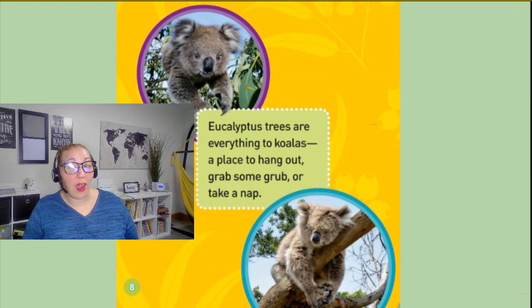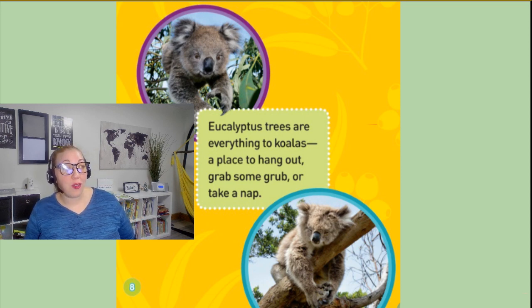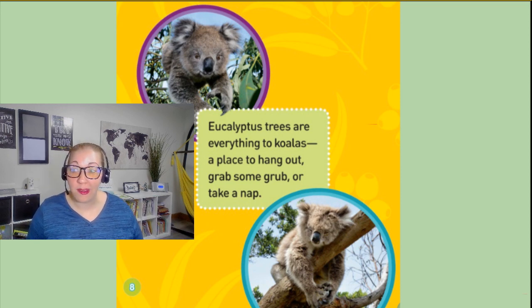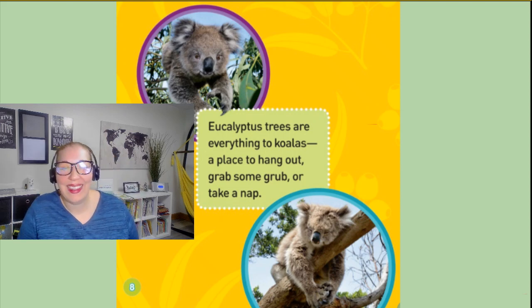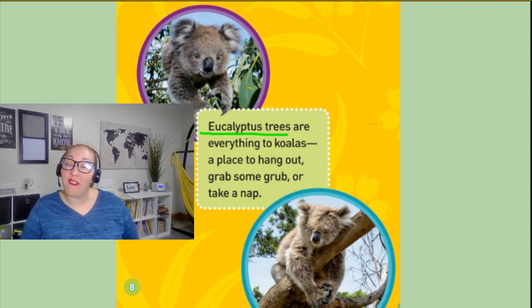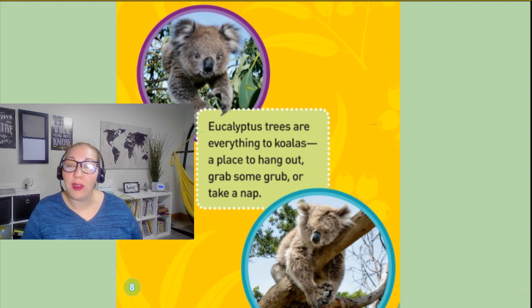Eucalyptus trees are everything to koalas. A place to hang out, grab some grub, or even take a nap. Eucalyptus trees. That's a big word. That is a specific kind of tree. There are pine trees and oak trees. Eucalyptus tree.